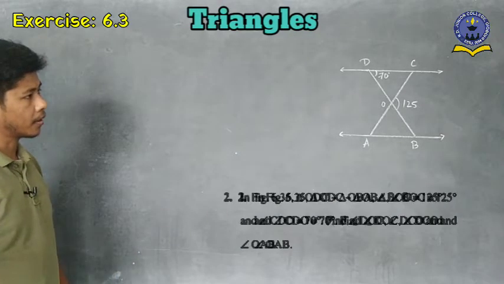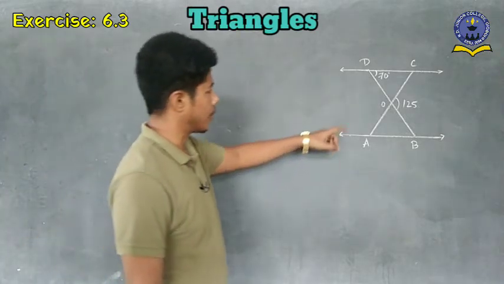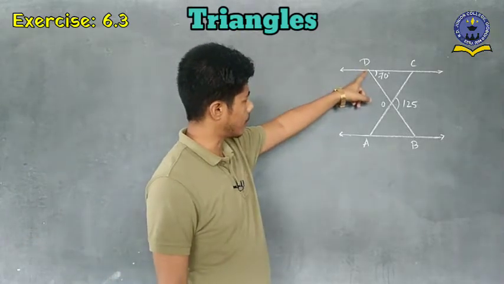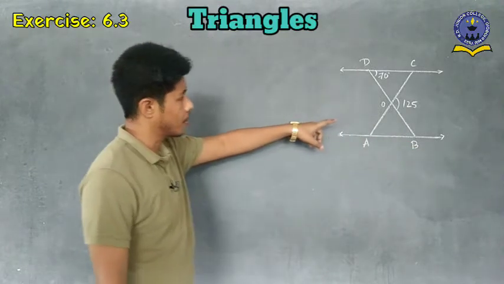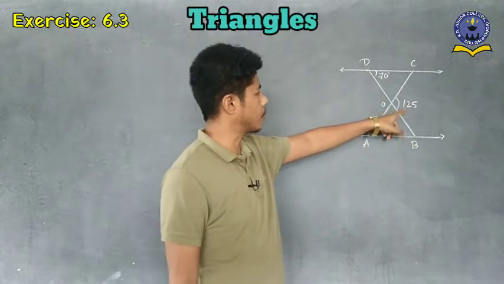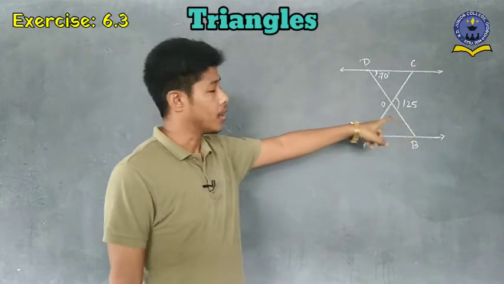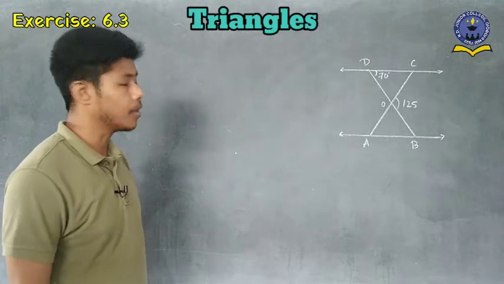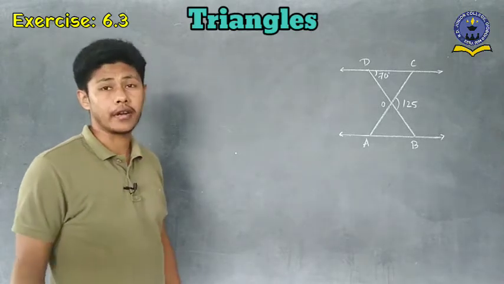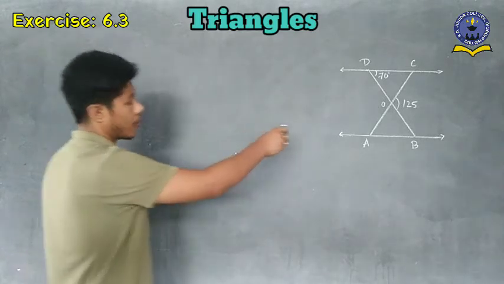For this, first of all, if you see this diagram, DOB is a straight line here. If DOB is a straight line, that means it is a straight angle, so the sum of these two angles is 180 degrees. So that's what we have to do. At the start, we have to write these two.